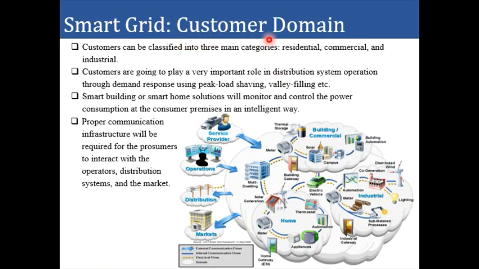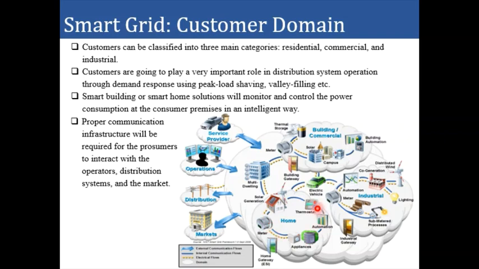So first, let's talk about the customer domain. So this is one of the very important domain, because the electricity is being consumed by this domain. Here, the customer can be classified into 3 main categories: residential, commercial, and industrial. So you can see in case of residential, the customer includes a lot of devices such as smart appliances, then smart meters, thermostats and automation, as well as solar PV rooftop, and so on.